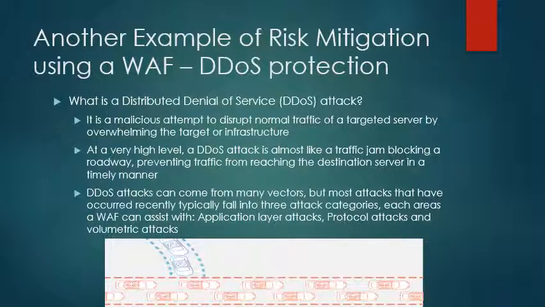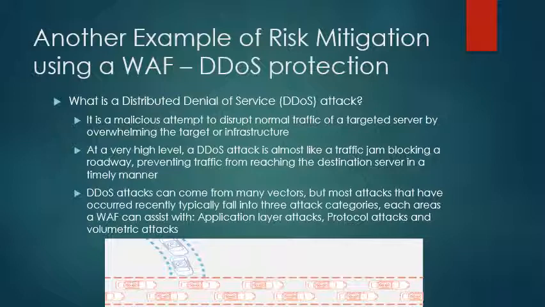To introduce another example of risk mitigation, we'll be observing a DDoS to discuss what it is, the different attack vectors that might be used, and how a WAF could help mitigate or lessen the impacts of such an attack. Distributed denial of service, or DDoS, attacks are an attempt to disrupt normal traffic of a website or web server by overwhelming it. DDoS can overwhelm in a variety of ways, but they're almost like a traffic jam blocking a roadway, preventing traffic that you want from reaching its destination because it's being blocked by traffic that you don't want.